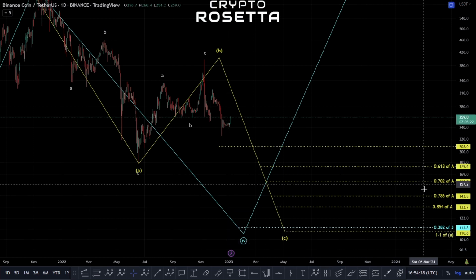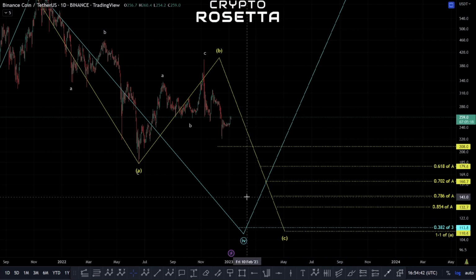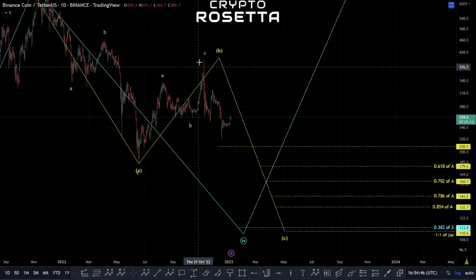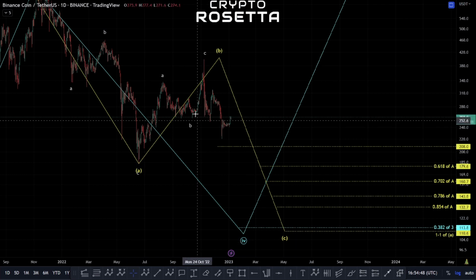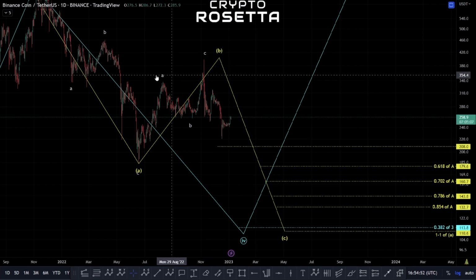So we could see it stop at any of these yellow lines here that are labeled 0.618, 702, all the way down to the 854. So if this was the case, we'd be looking at this as a C wave to the downside. So this would be looking potentially to play out as a 5-wave move.